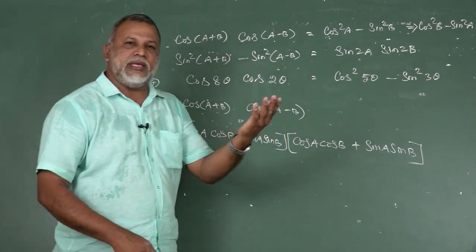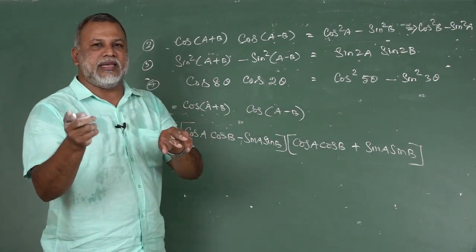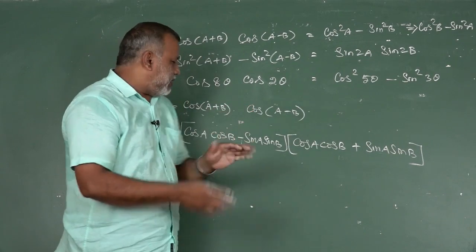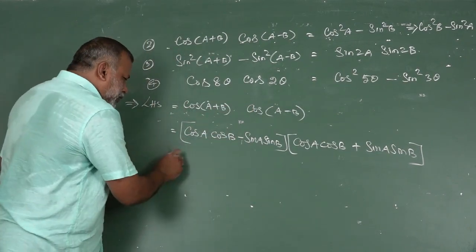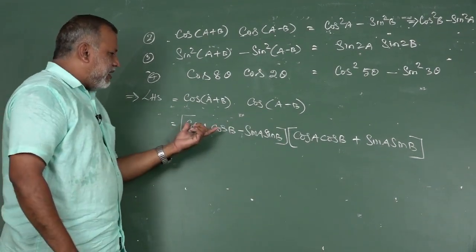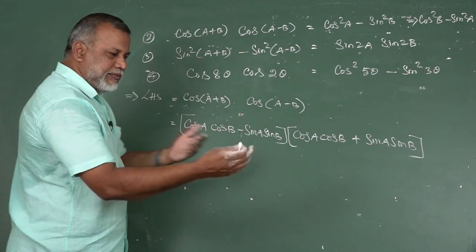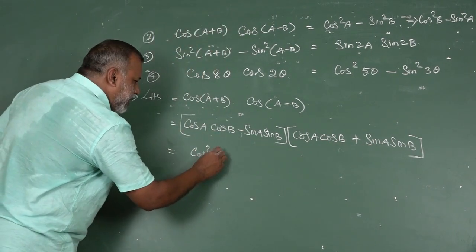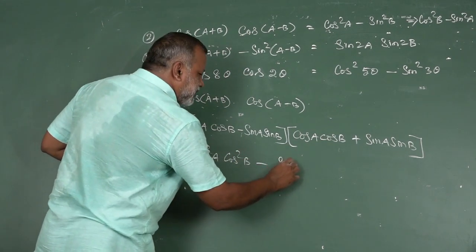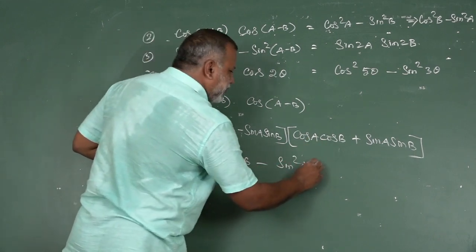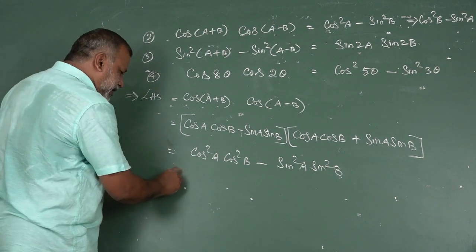But for the sin family, sin and cos are mixed. Sin A cos B plus cos A sin B. So the sin family is the mixer. The cos family has the same family members. Now these two families are once again multiplied. See here it is in the form of A minus B, and here A plus B. Once again multiplication, same problem. So cos squared A cos squared B minus sin squared A sin squared B. So we get a squared minus b squared.